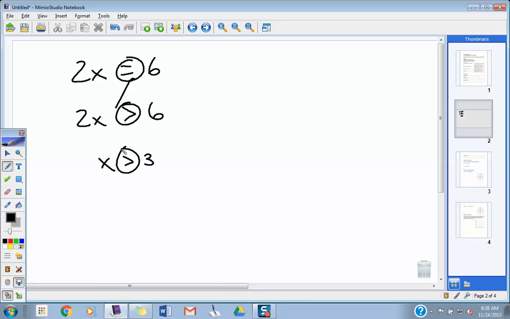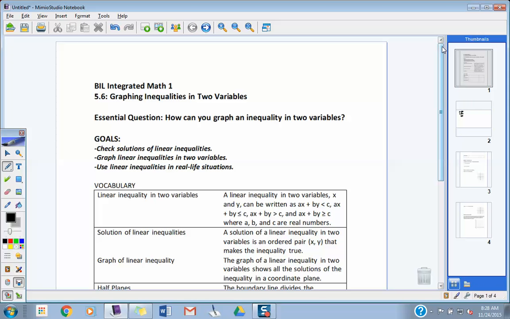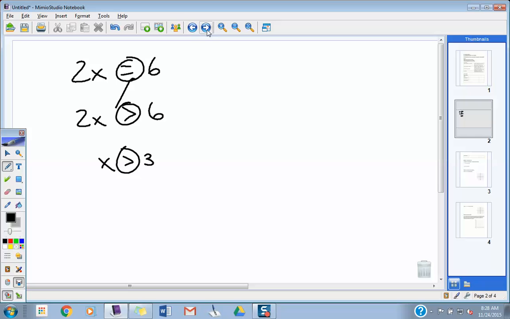So if you'll do this for me today, guys, look at your notes. 5.6 is titled Graphing Inequalities in Two Variables. The examples that I showed you right here, how many variables were we talking about? 1. So I want to start looking at this in two-variable form today.